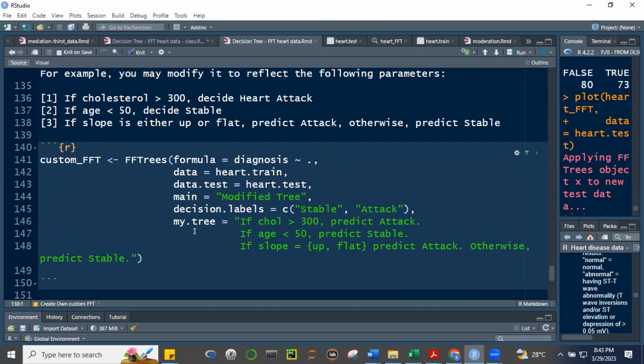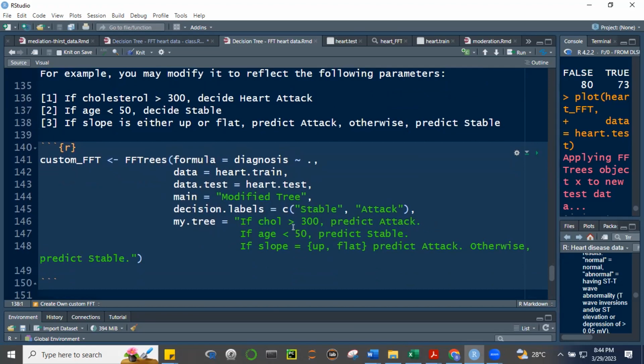Ano yung idadagdag natin? Ito. Idadagdag natin dito that my.tree is if cholesterol is greater than 300, predict attack. If age is less than 50, predict stable. And if the slope is equal to up or flat, then predict attack. Otherwise, predict stable. So ito yung sinasabi natin na we can change yung output na ibibigay ni FFT by defining our own steps. Ito sinasabi, kapag ang cholesterol dapat 300, predict attack mo na yan.